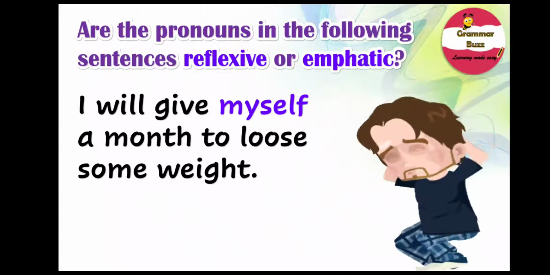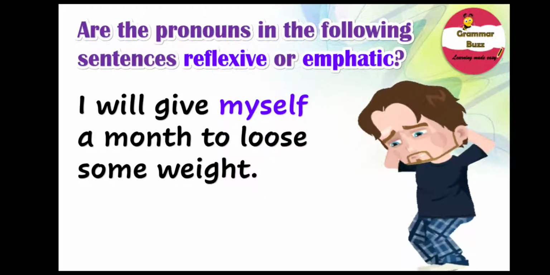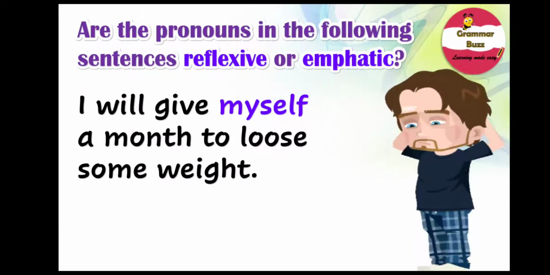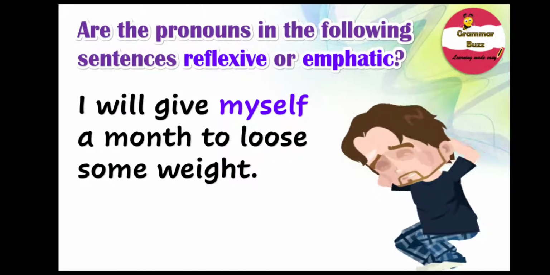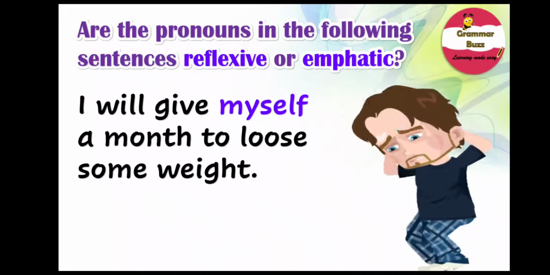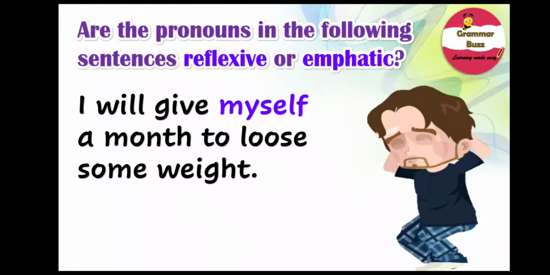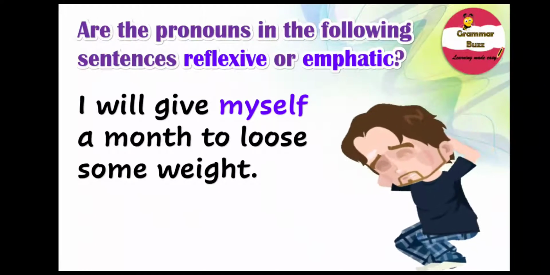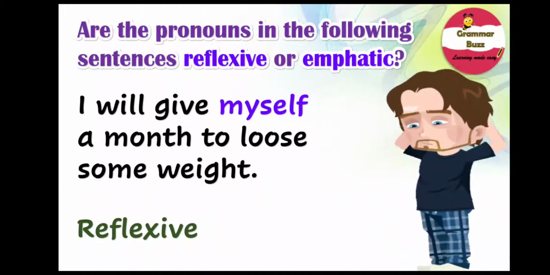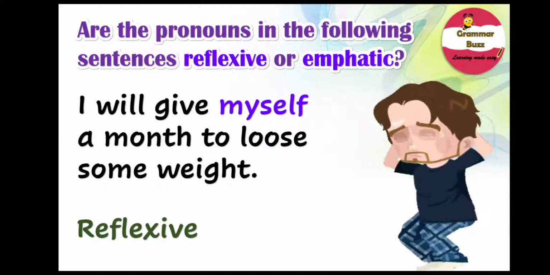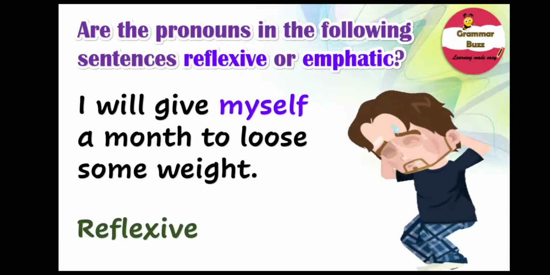Here comes the next one for you. And it says, I will give myself a month to lose some weight. What about the myself in this sentence? What do you think? What is it doing in the sentence? I think you have spotted it. You nailed it, I guess. And you are so right. It is a reflexive pronoun because I and myself are the subject and the object of the sentence, and it is not emphasizing anything. So it is a reflexive pronoun in this case.